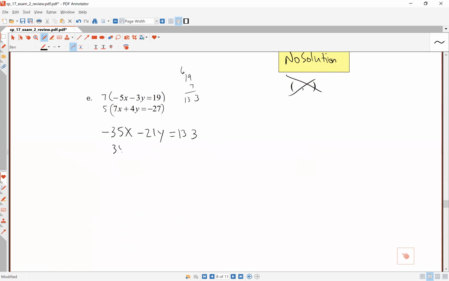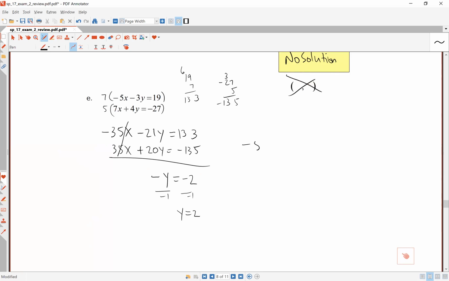Five times 7 is 35. 5 times positive 4 is 20. And 5 times negative 27 is negative 135. We set out to eliminate the x's, and now we have negative 21y plus 20y, which is negative y. And 133 minus 135 is negative 2. Divide both sides by negative 1, and we have y equals 2.